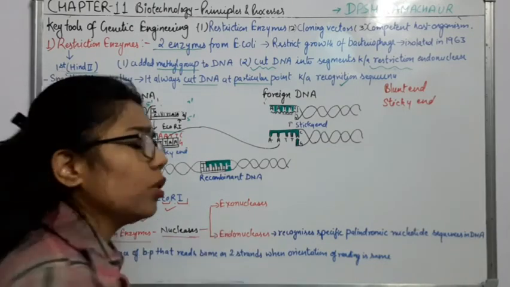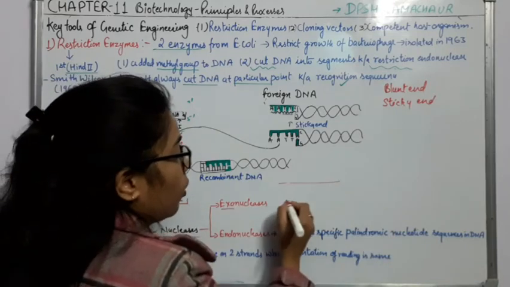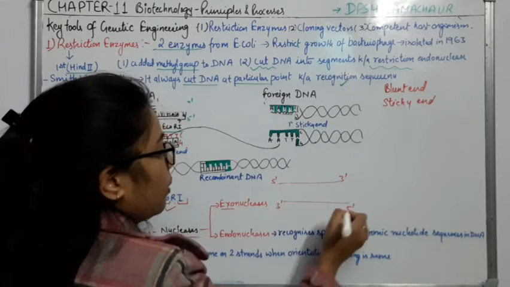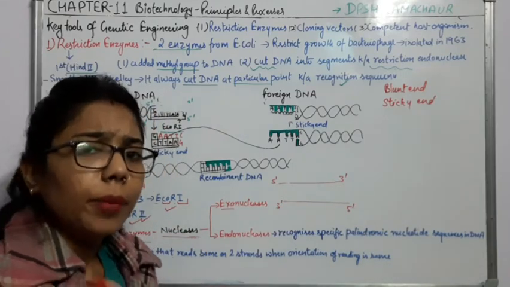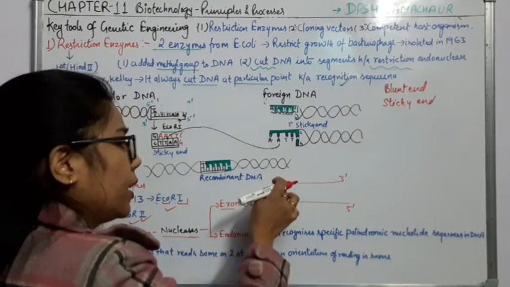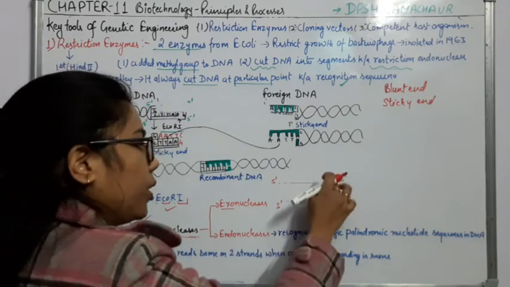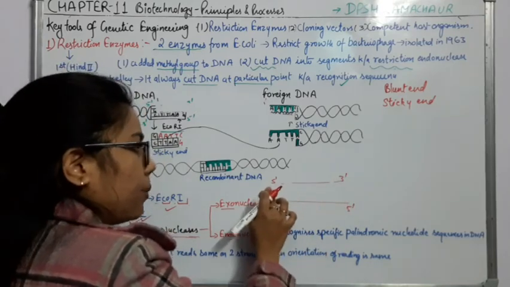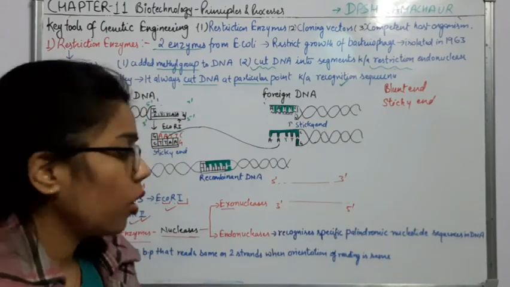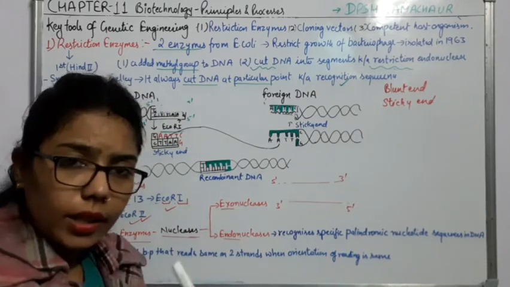So what is exonuclease? Exo means outward. If it is a strand of DNA, 5 prime to 3 prime and 3 prime to 5 prime, and there is breaking down of the bond from the extreme side, either from the 5 prime end or from the 3 prime end, what will you call it? Exonuclease. Endo means what? Inside.